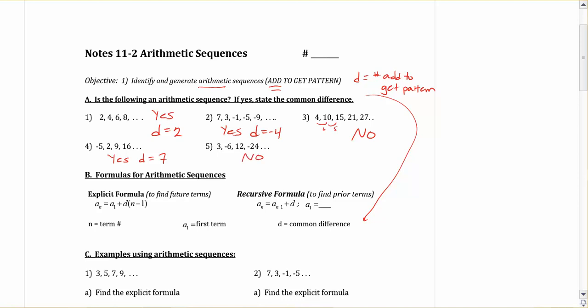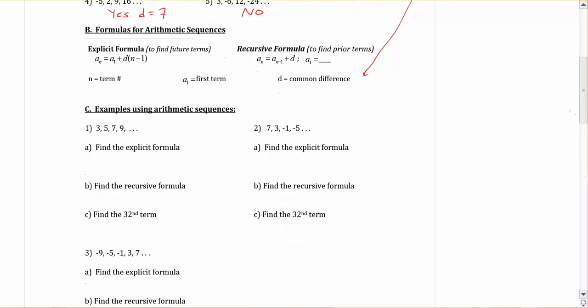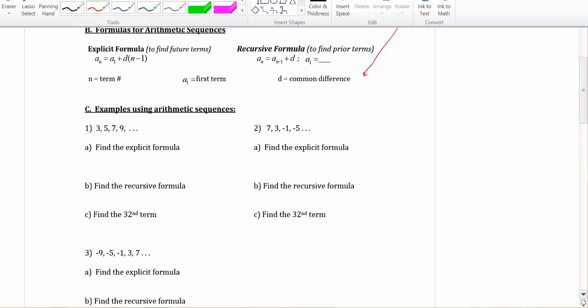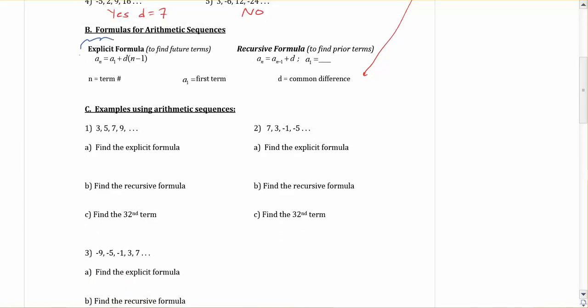All right, letter B. Now we're going to use formulas to help us generate arithmetic sequences and to be able to find future terms and prior terms. Your explicit formula is one that you're going to have to memorize. The way you're going to start memorizing it is by putting the general formula down for every problem that asks you to do an explicit formula. The explicit formula is used to find future terms. For example, if I asked you to find the 100th term in that sequence, instead of writing them all out, we have a formula that's going to get us to our answer more quickly.